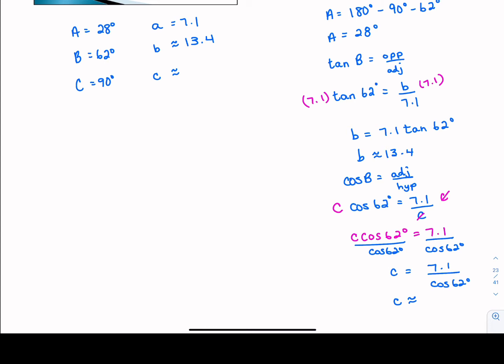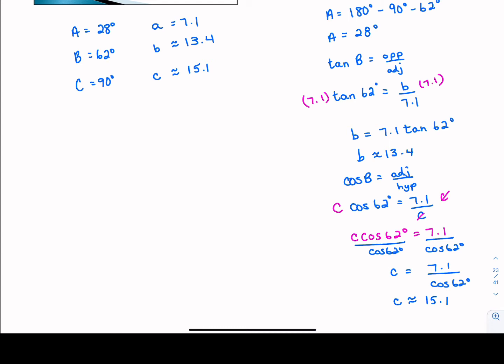So if we take 7.1 and we divide by the cosine of 62, what we get is approximately 15.1. So I know my c value is approximately 15.1 units. Turns out that side length is longer than the other two sides, and we would anticipate that because C is the largest angle.